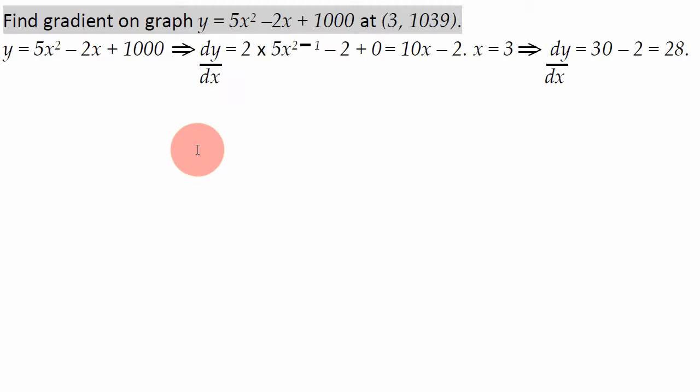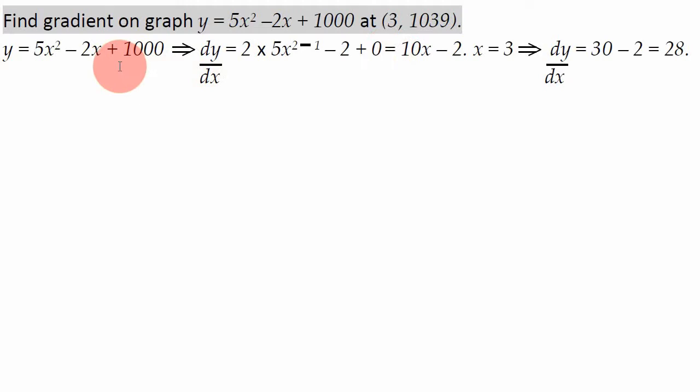So here's a simple example of how you can use differentiation to work out the gradient on a curvy graph at a particular point. So here's our equation, y equals 5x squared minus 2x plus 1,000. That's the equation of our graph, and we're going to find out the gradient on this curvy graph, because it's a quadratic graph, at this point (3, 1039), because the gradient on this graph is constantly changing, so we need to pick one point at which we're going to find the gradient.